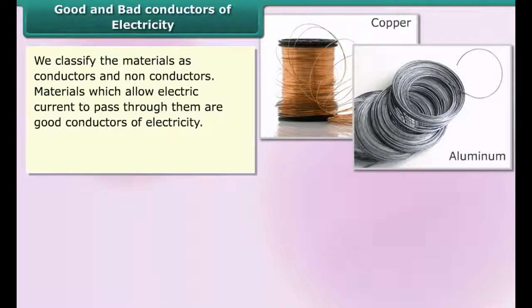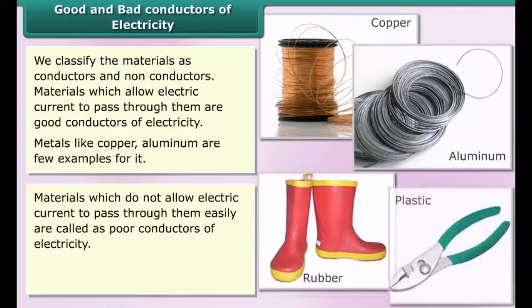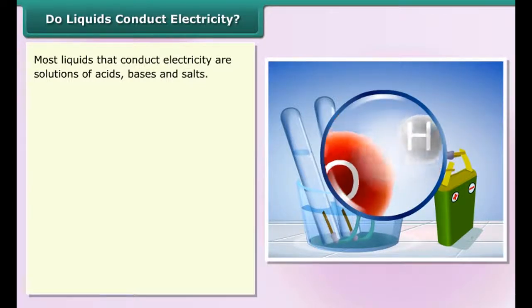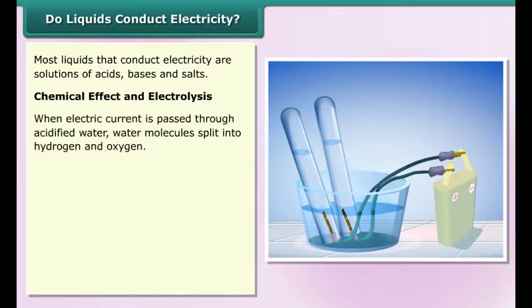We classify the materials as conductors and non-conductors. Materials which allow electric current to pass through them are good conductors of electricity. Metals like copper, aluminium are few examples of it. Materials which do not allow electric current to pass through them easily are called poor conductors of electricity. Materials such as rubber and plastic are examples of this.